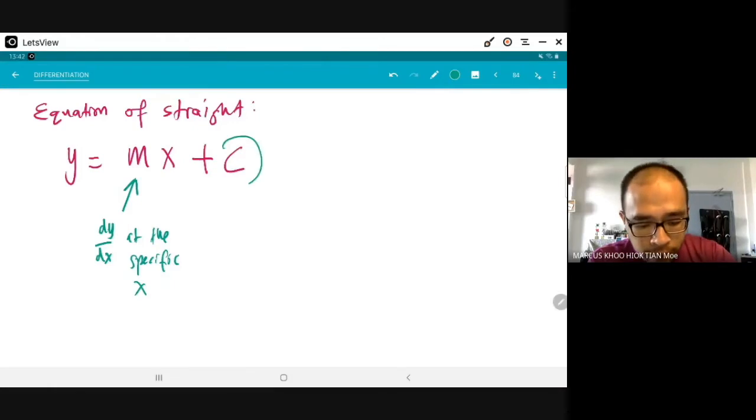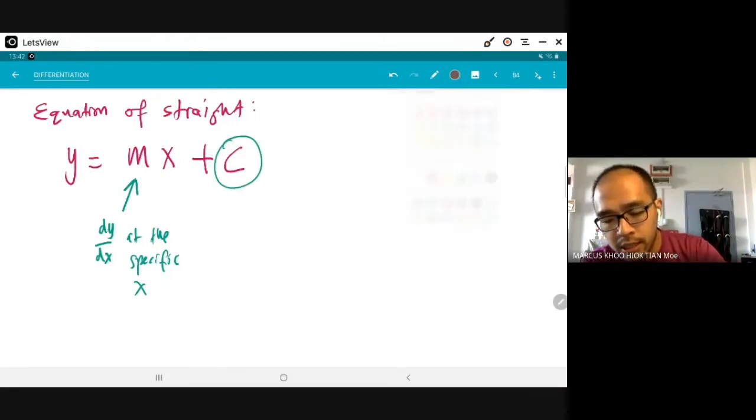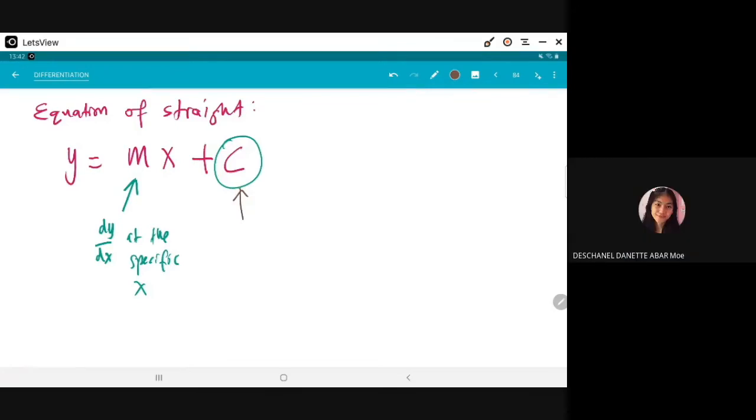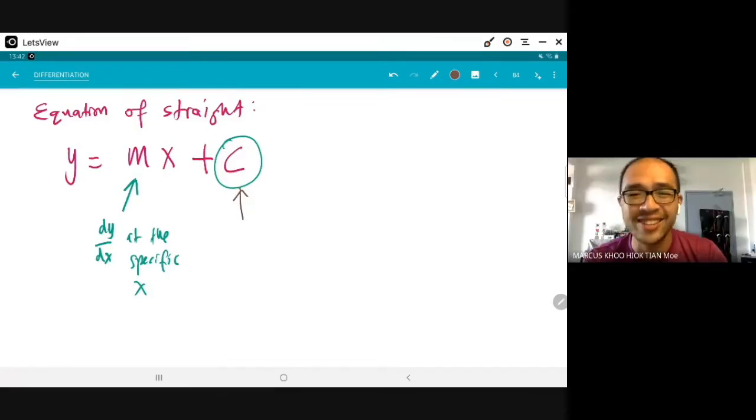How do I find the c? Since last year I already taught you. What do we need? The y-intercept. You don't have the y-intercept. What do we usually do to find the c? If I have given you the gradient and I have given you a point, what you do is you substitute the y, the x, and the gradient, then you can find the c.